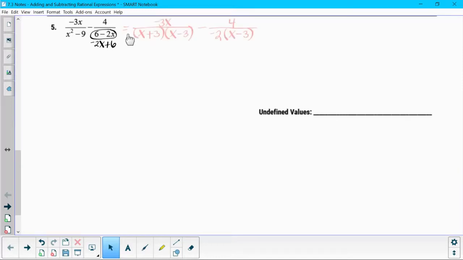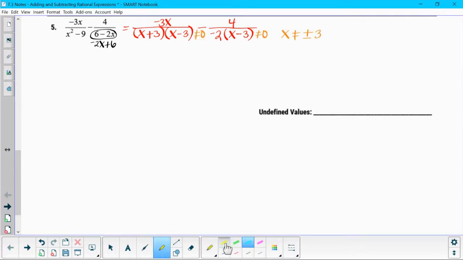So let's get factoring. I have a difference of squares. This is becoming x plus 3, x minus 3. And now that I know I have x minus 3 as a factor, I can take out a GCF of negative 2 and get another x minus 3. Once I get my undefined values, x cannot equal plus or minus 3, I'm going to start building that common denominator.